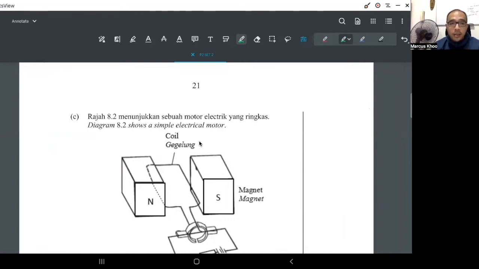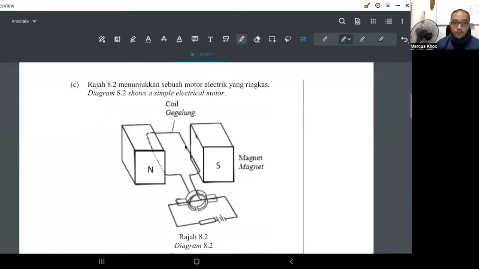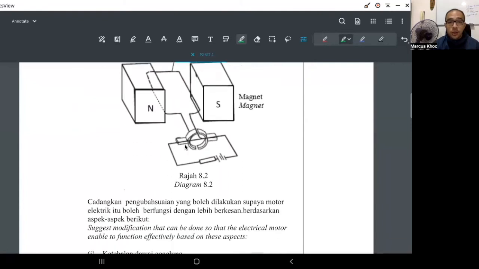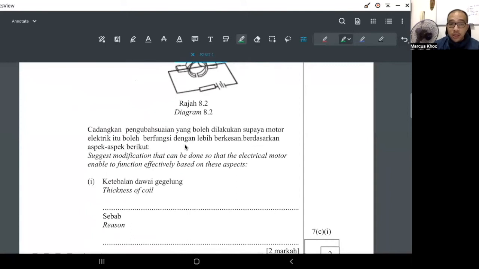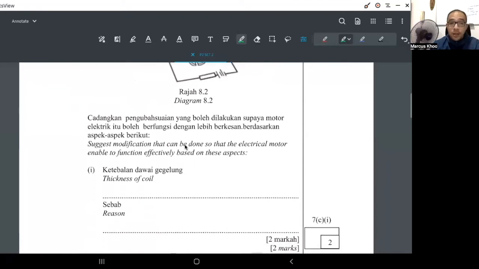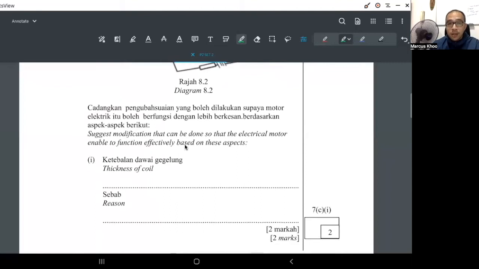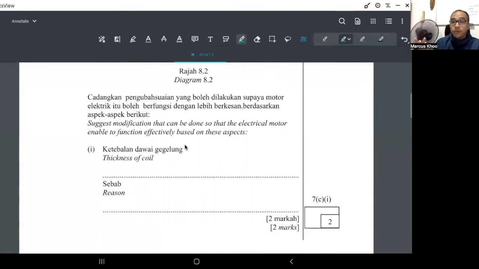Diagram 8.2 shows a simple electrical motor. Suggest the modification that can be done to the electrical motor to enable it to function effectively. So, the thickness of the coil. If you want the motor to function effectively, you need the current to flow better.